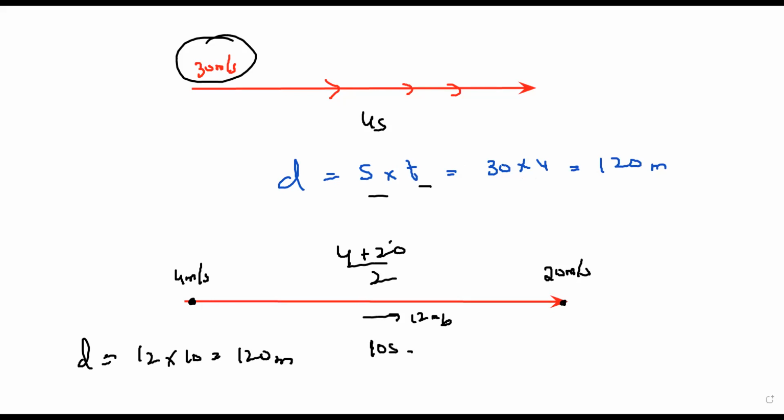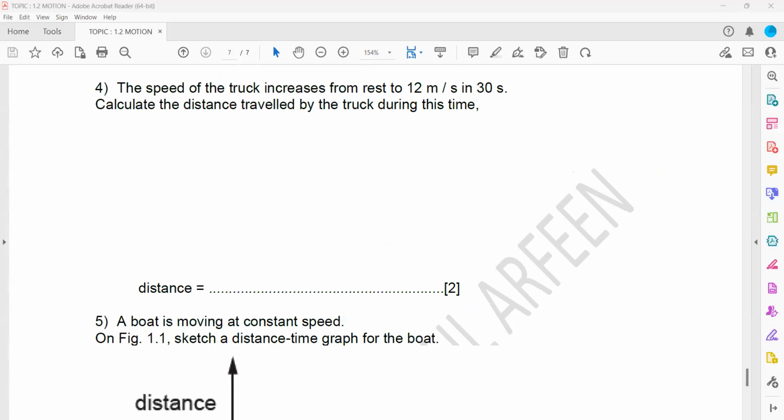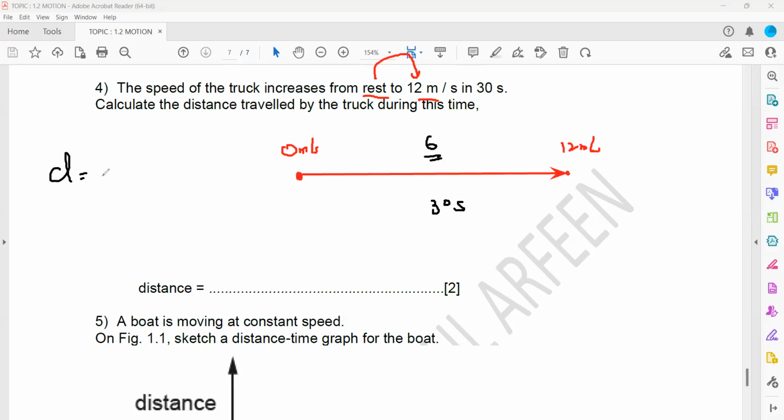So as you can see in this question, what happened? The speed of a truck increases from rest to 12. So speed is not the same, it's changing. So what was the start? 0. What is the final? 12. And how much time is there? It was taking 30 seconds. Because the speed is changing continuously, the average of 0 and 12 is actually 6. So we substitute in the formula, distance is speed multiplied by time. So speed is equal to 6 here and multiply by time 30. So we get 180 and the unit will be meters.